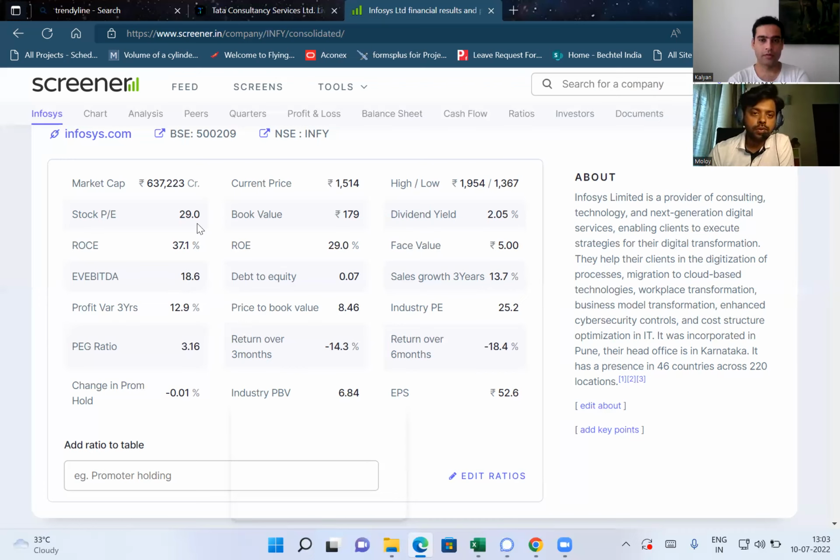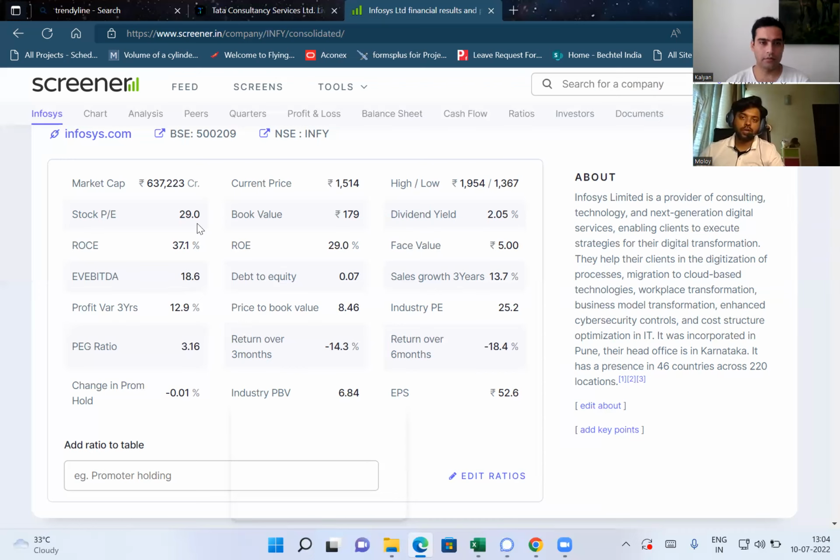Can you explain what exactly P by E is? P by E is the price to earning ratio. The price means the current price of the company, and earning is the net profit of the company in crores. So the higher the earning, the denominator goes up and the P by E shrinks, right?